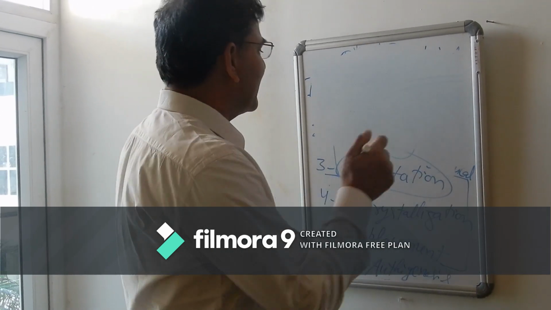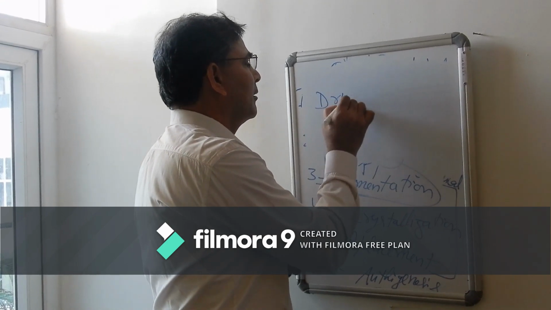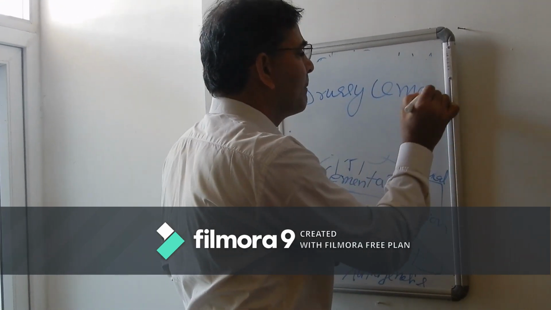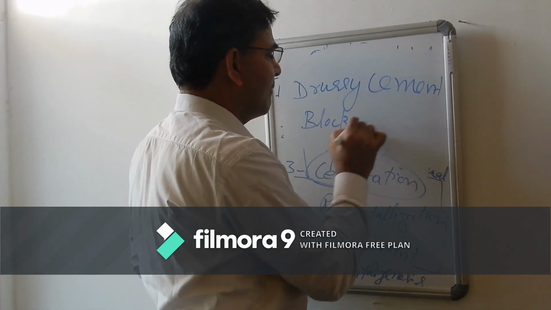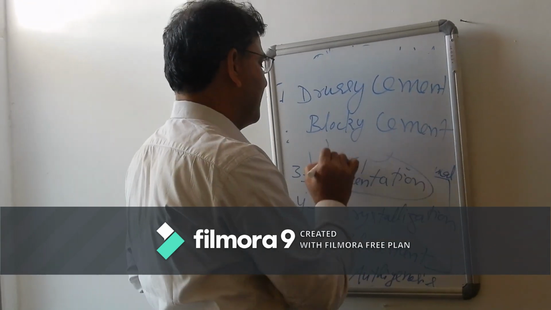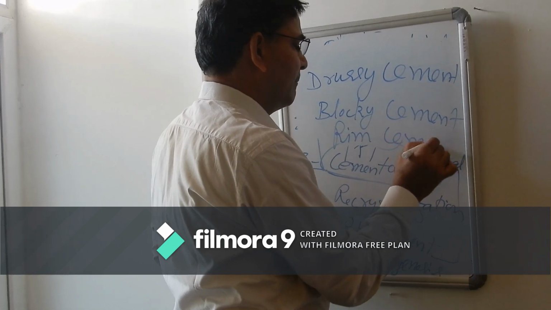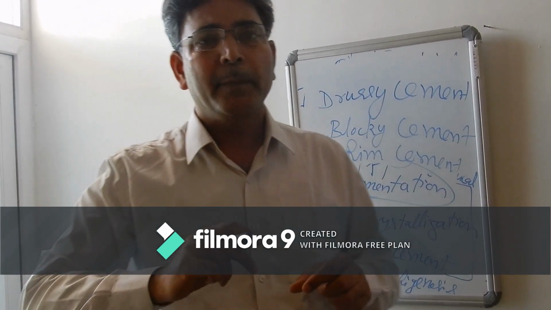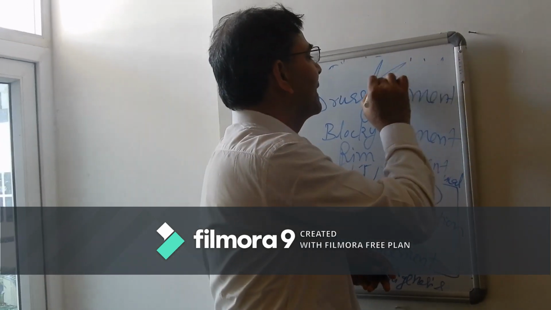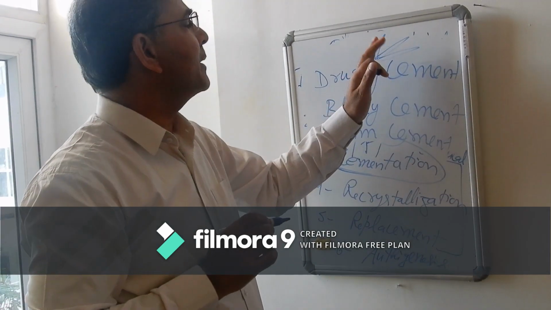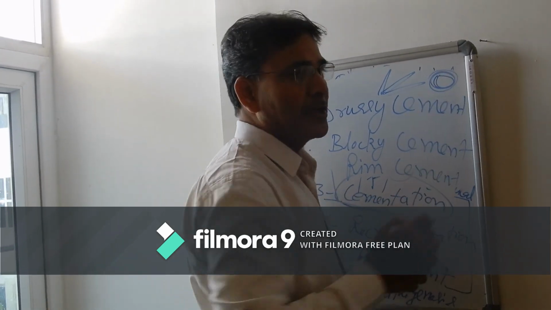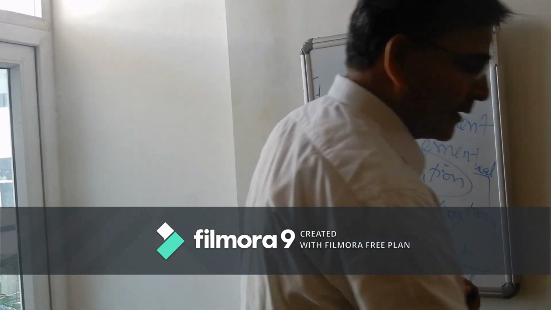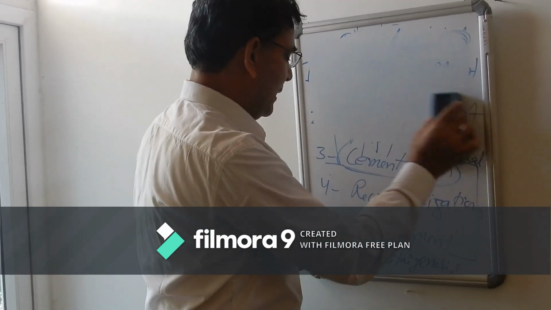So there are three types of cement: the Dogtooth cement, the Blocky cement, and the Rim cement. Dogtooth cement is basically the needle-like structure of aragonite or calcite. Blocky cement, these needle-like structures, they are precipitated in the form of blocks. And rim cement is like the rim on the outer margin of the grains. So there are three types of cement: the dogtooth cement, blocky cement, and the rim cement.